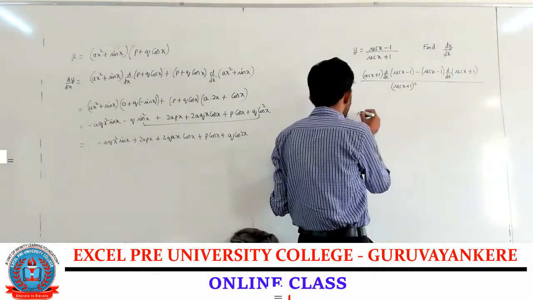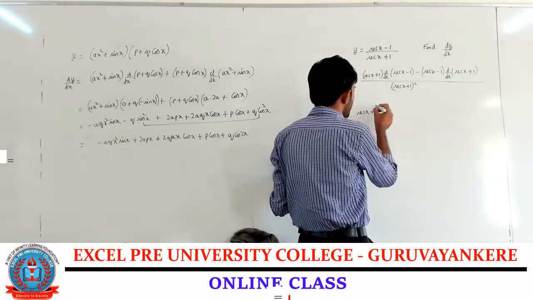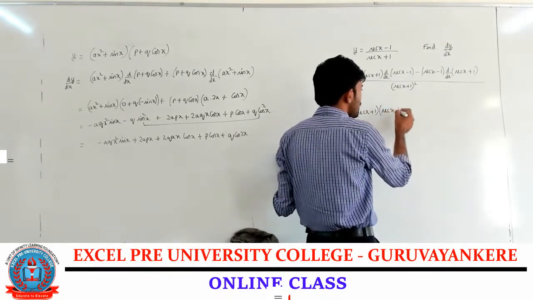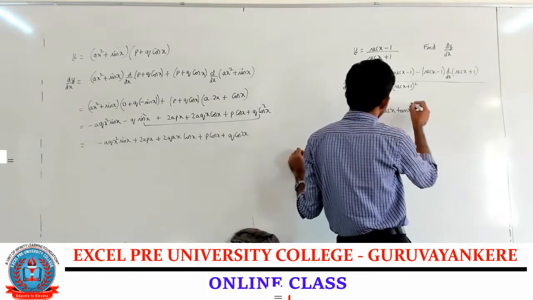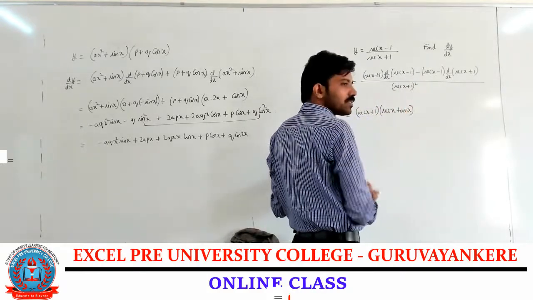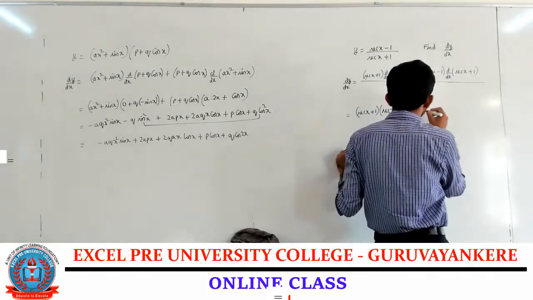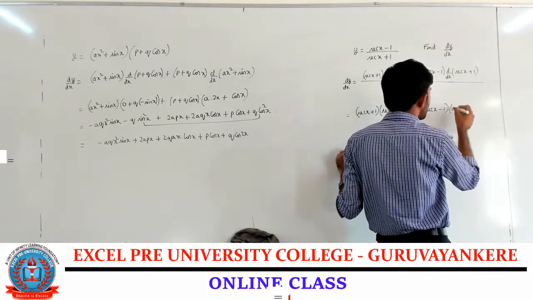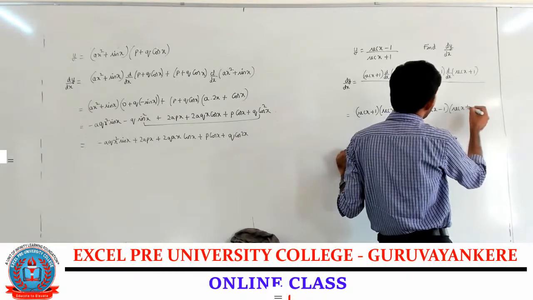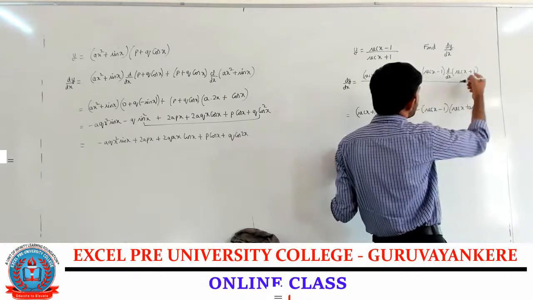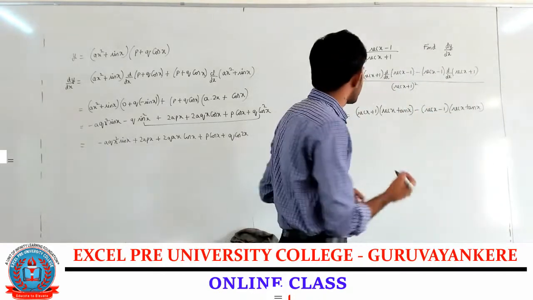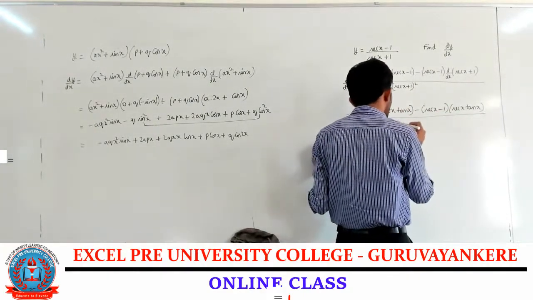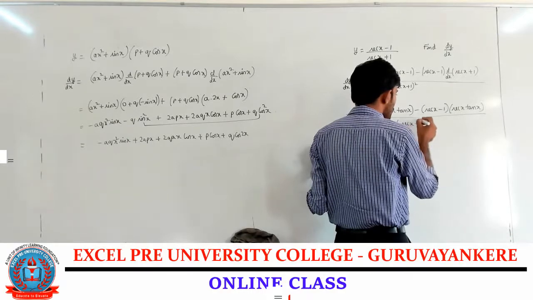Is equal to secant x plus 1 into derivative of secant x is secant x tan x, derivative of 1 is 0, minus secant x minus 1 into derivative of secant x is secant x tan x, derivative of 1 is 0, divided by sec x plus 1 the whole square.